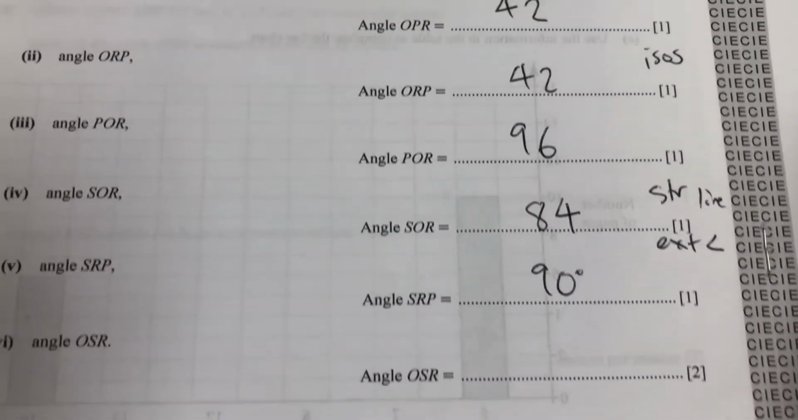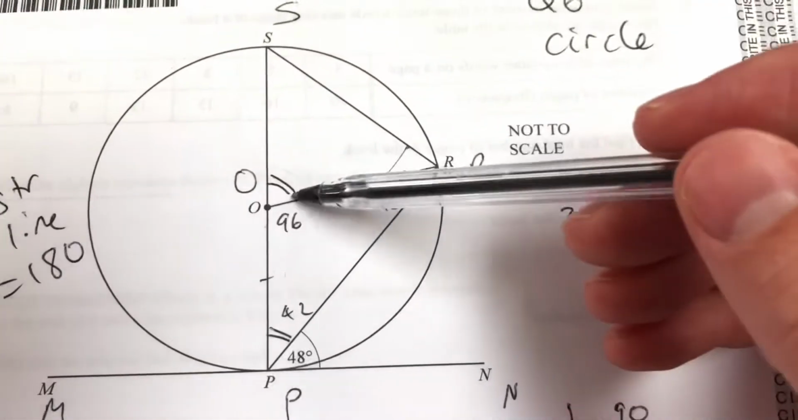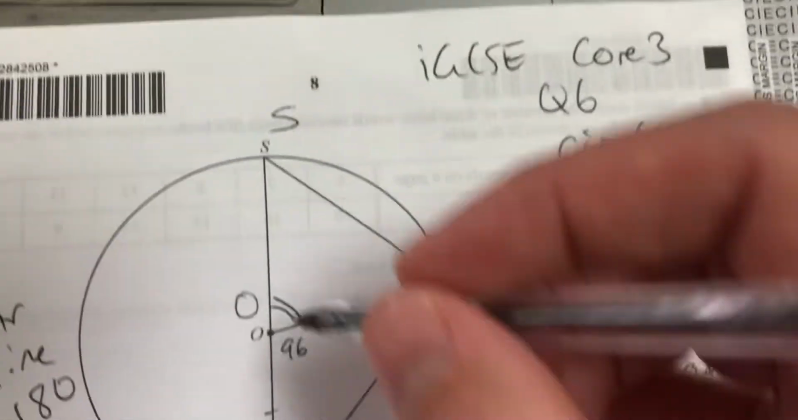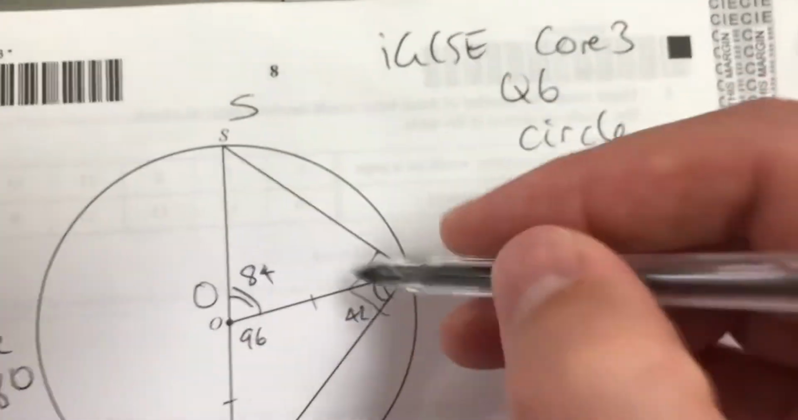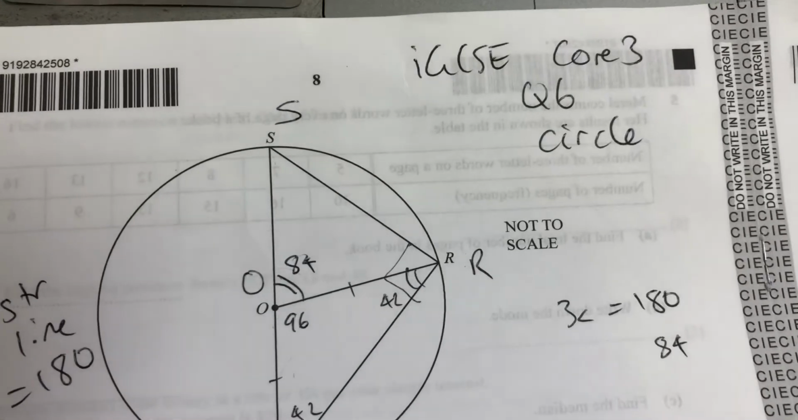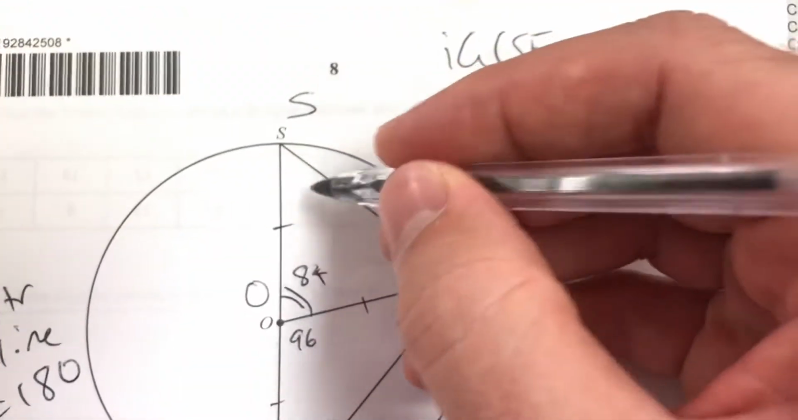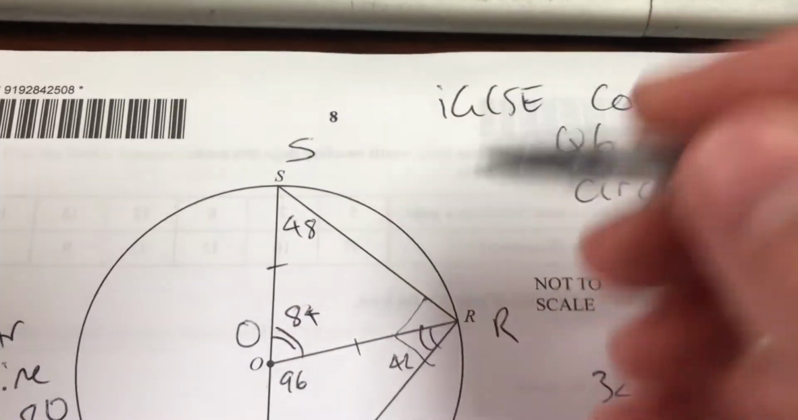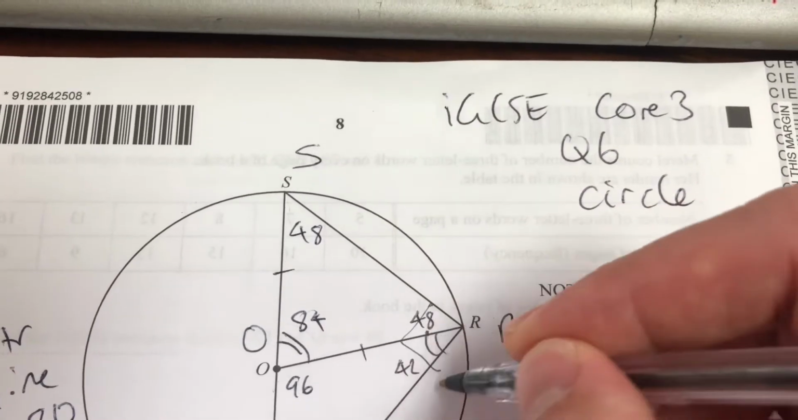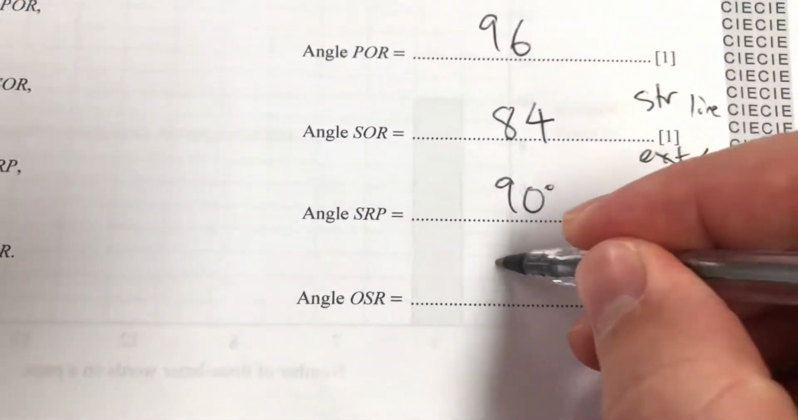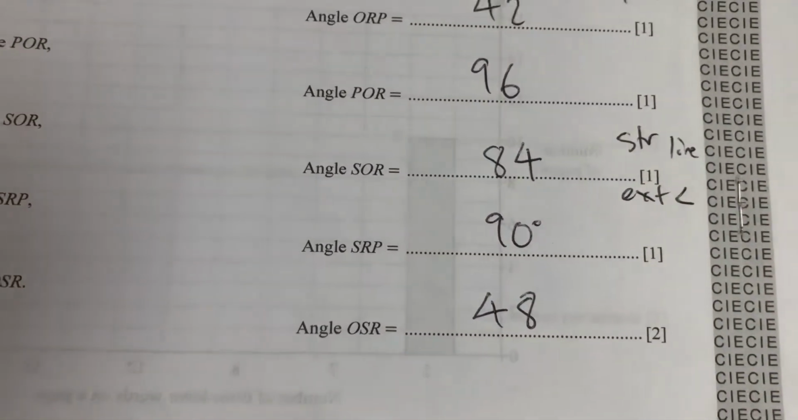And then OSR, well, we know that this is 84, leaving us 96. 96 divided by 2, that's also an isosceles triangle. That's going to be 48. Obviously, that had to be 48 to make that a right angle. So OSR is also 48.